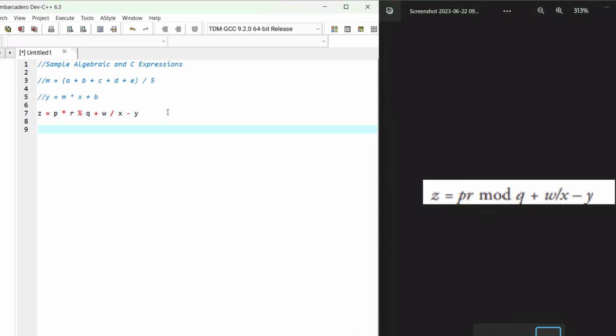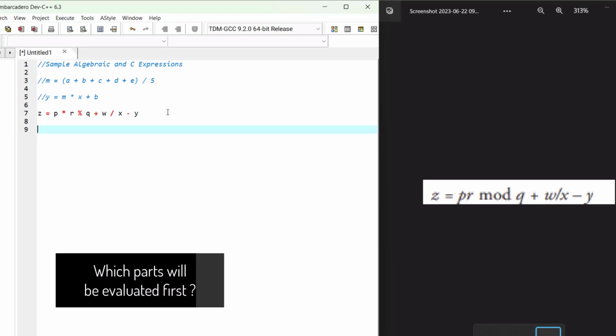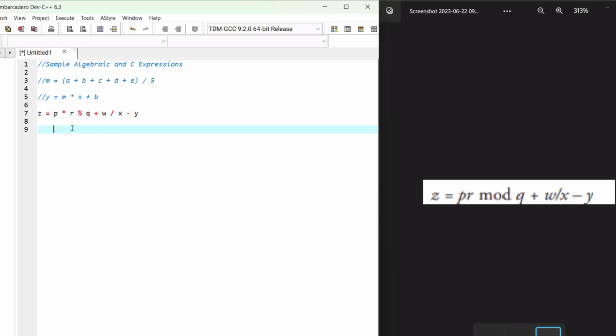Now let's have a test and see which expressions will be evaluated first. The very first part that's going to be evaluated in this statement is this part, and C always starts from left to right. So this part becomes the number one part to be evaluated. Next, the mod part is going to be evaluated. This is the second part.